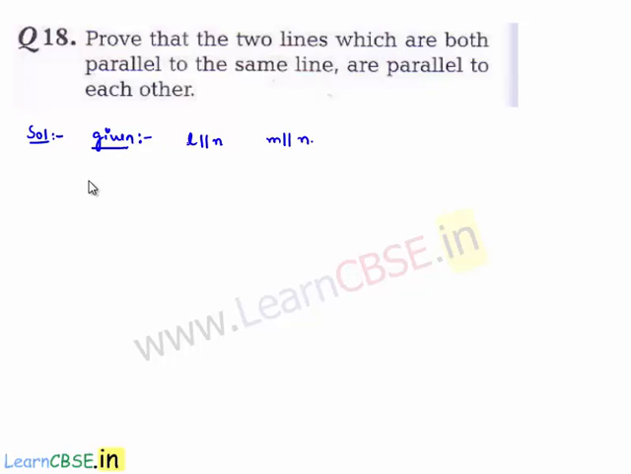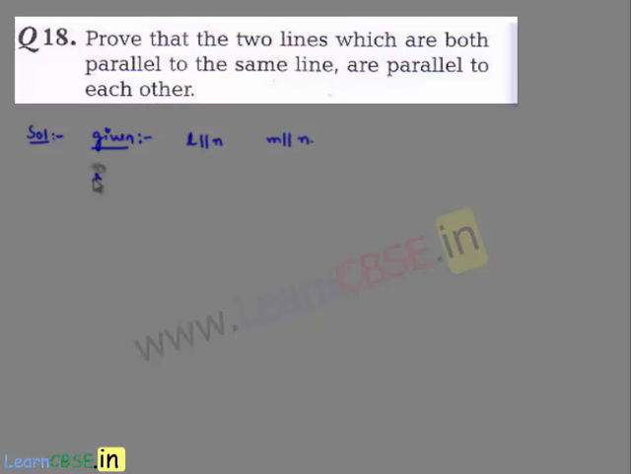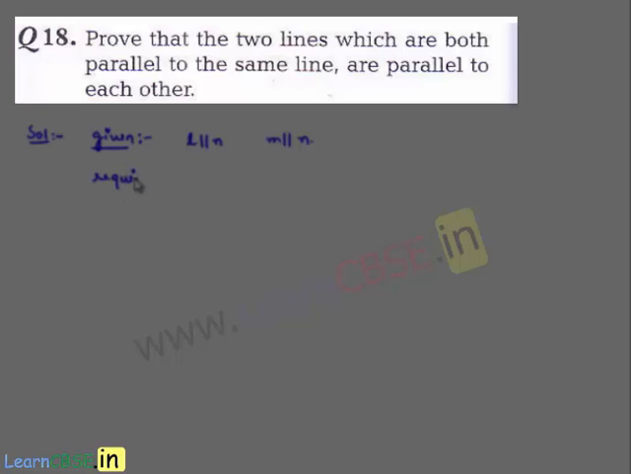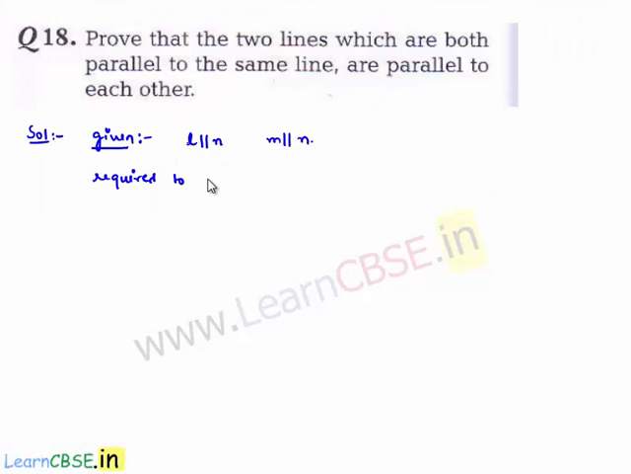Now we are required to prove that the two lines that are parallel to a common line are parallel to each other. That means we need to prove that L is parallel to M. In order to prove that, let us move on to the proof.